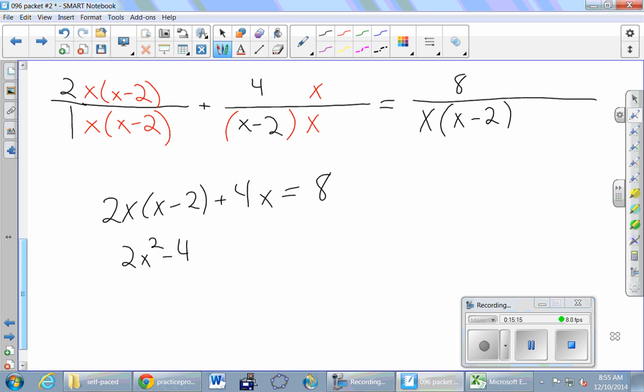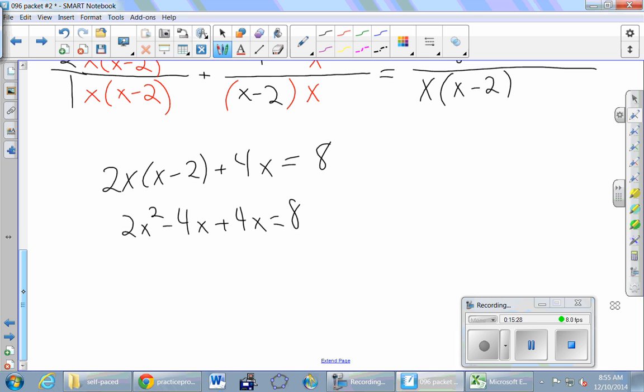All right, we'll distribute here. 2x squared minus 4x plus 4x equals 8. So the 4x's cancel, so we get 2x squared equals 8. We'll divide by 2. x squared is 4. And then square root both sides. How much is x? 2.